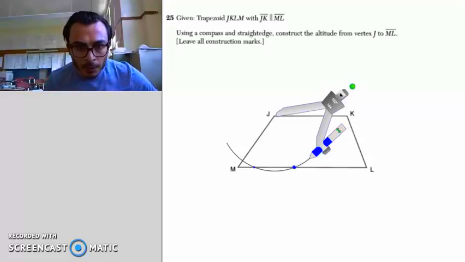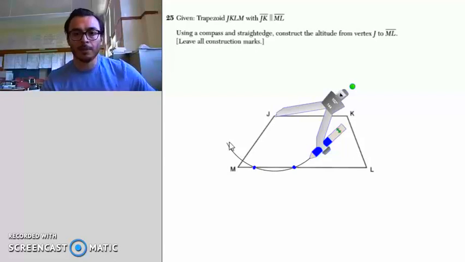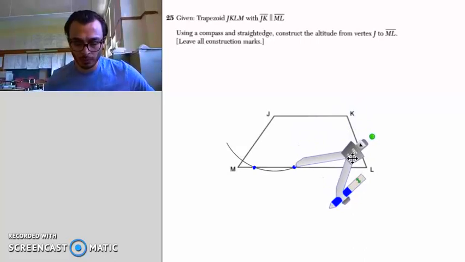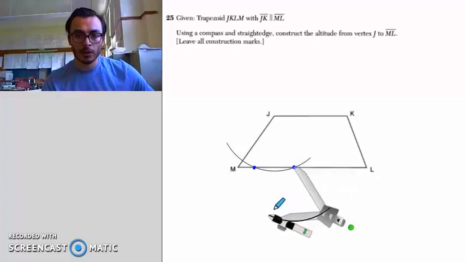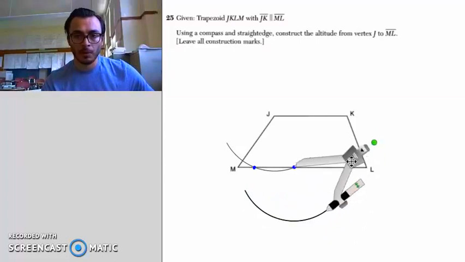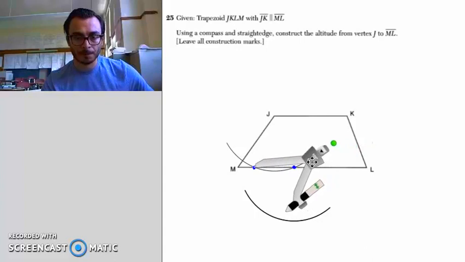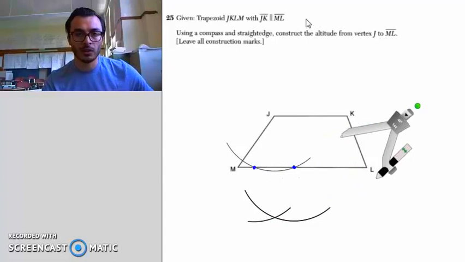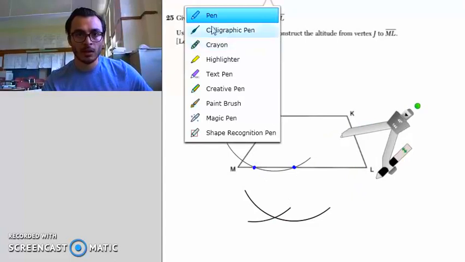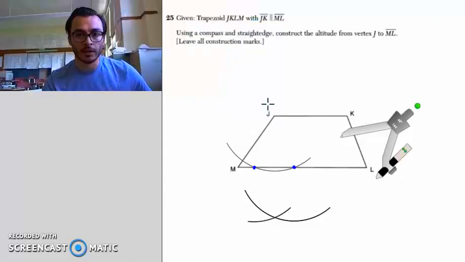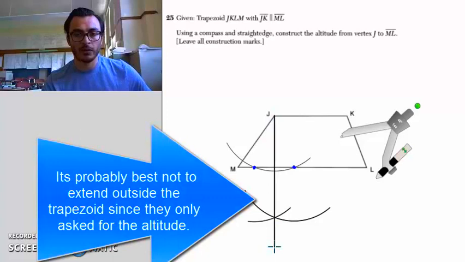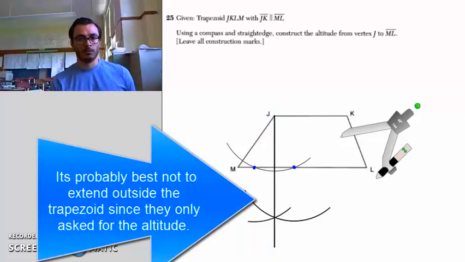and one here. The next step is to take the compass, put it on one of those points of intersection, keeping the compass setting the same, swing an arc, and then put it on the other point of intersection, swing an arc, take a straight edge, and connect J to where those arcs intersect towards the bottom of the picture there. So you want to connect J to that point of intersection there, and then that's your altitude. And we're done.